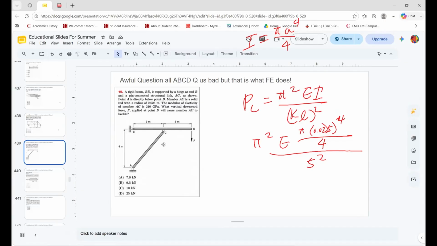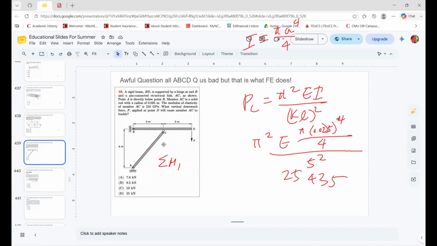And there's pi squared multiplied by E, which is what? 2110 multiplied by 10 to the power of 9, multiplied by pi, multiplied by (0.025)^4 divided by 4, divided by 5 squared. What does that equal? Okay, I get something like 25435.